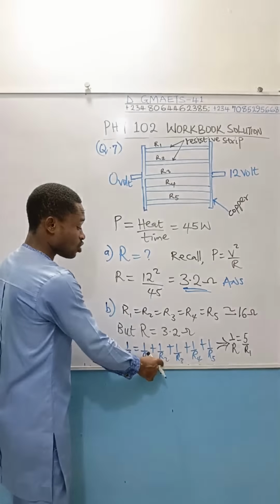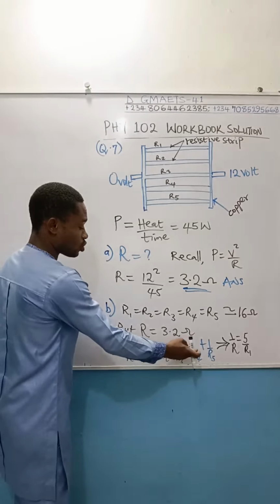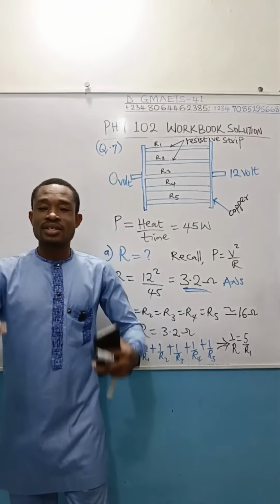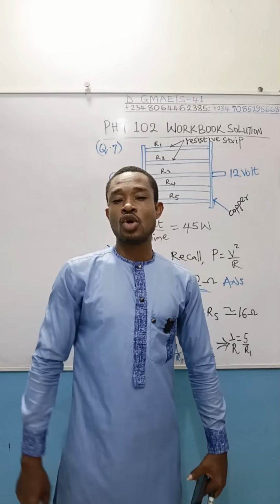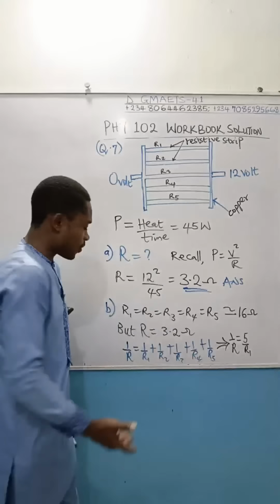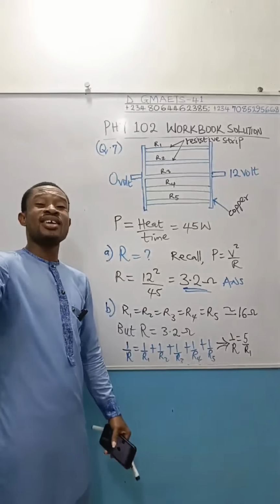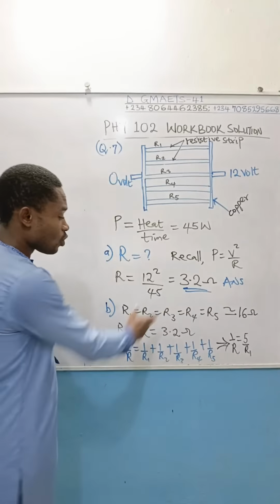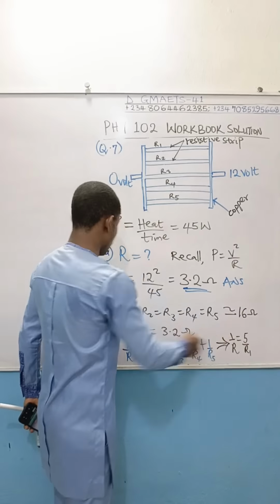Replace each of these R's, R1 here, R2, R3, all these R2, R3, R4, and R5, call them R1, R1, R1, on the condition that each of them has the same value, about 16 ohms. The unknown resistance value, and then prove that that X is about 16 ohms. If you work on this, you get 1 over this equal to 5 over R1.